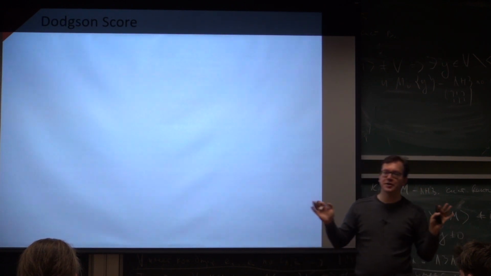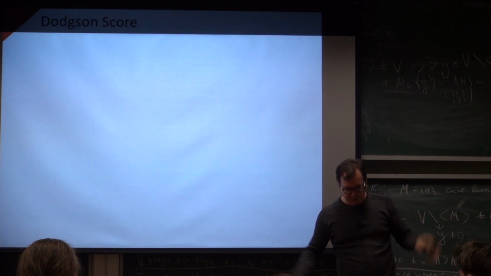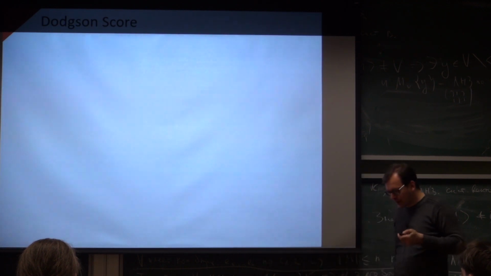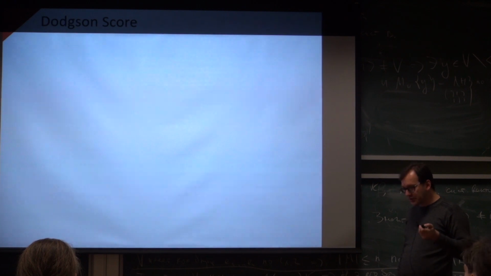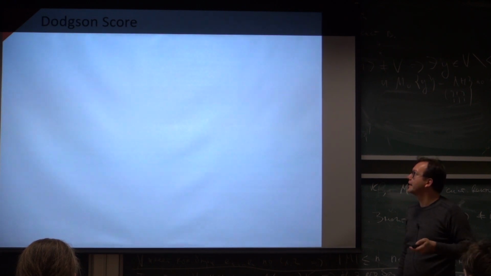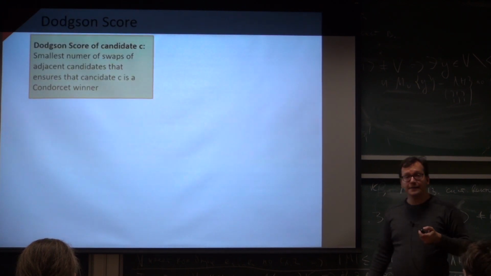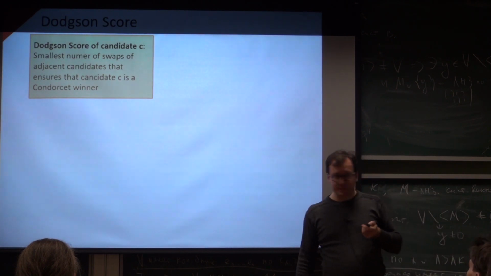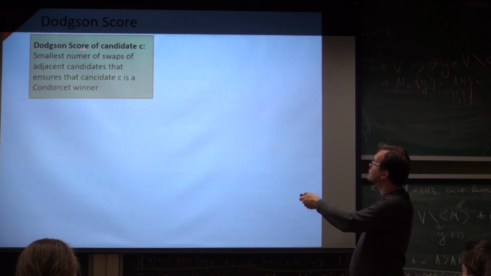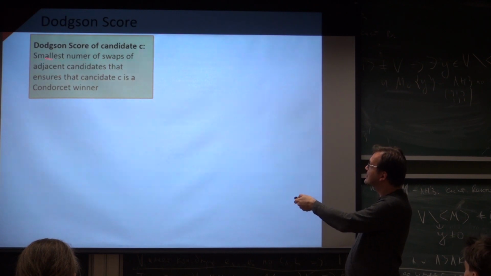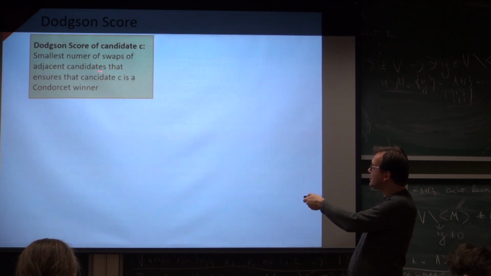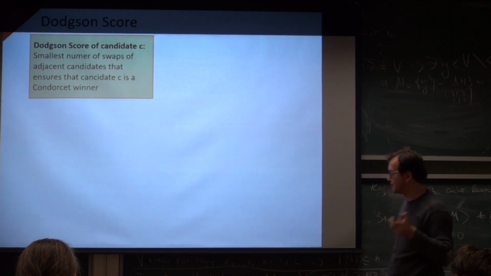The guy was a mathematician, and aside from apparently doing strange things with little girls on a boat, he was actually doing relatively good mathematics. And in particular, he came up with a voting rule. He said the Dodgson score of candidate C is the smallest number of swaps of adjacent candidates that ensure that candidate C is a Condorcet winner.